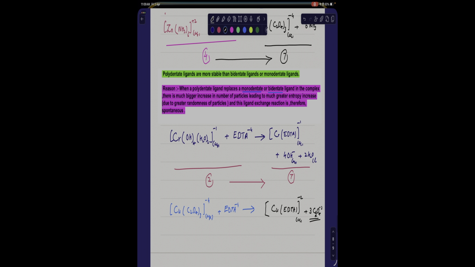Again, there is a change in number of particles, but this change is not greater than the above one. So over here you can see we are having 2 particles on this side, and on the right side of the equation you can see the 2 particles are changing into 4 particles, right? So again there is an increase in entropy there. Because of this reason, a polydentate ligand like EDTA can displace even a monodentate ligand or bidentate ligand also, and these reactions are said to be ligand exchange, as we already said before also.